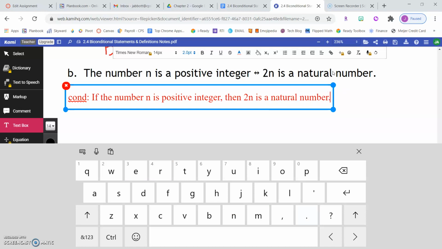So let's see if that is true. If the number n is a positive integer, then 2 times that number is a natural number. Well, if we plugged in 5, 2 times 5 would be 10. That's a natural number. Remember, natural numbers are counting numbers. So positive whole numbers, 1 through whatever for infinity. So no matter what I plug in, as long as it is a positive integer, so 2 times 10 would be 20, that would work. So yes, this is true.